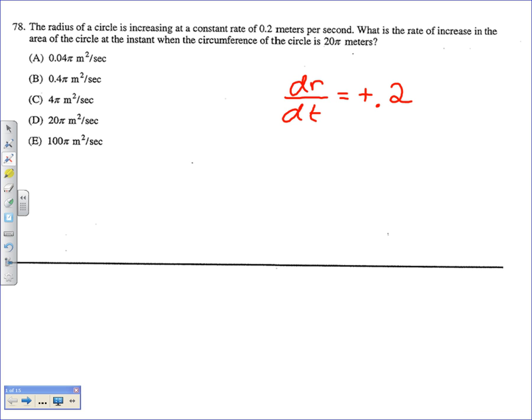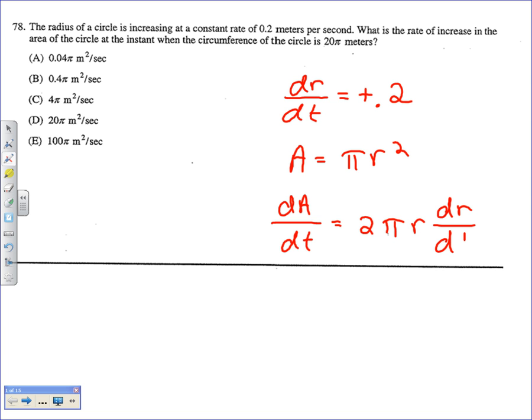Well, the area for a circle is pi r squared. The area changing over a function of time, dA dt, would equal 2 pi r dr dt. It seems to me that we have the dr dt. What we need is the radius.